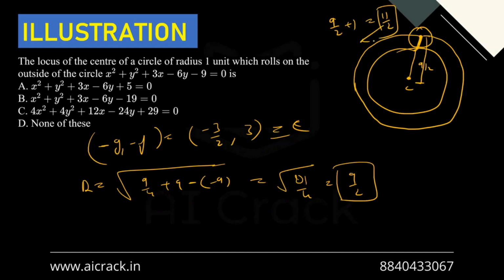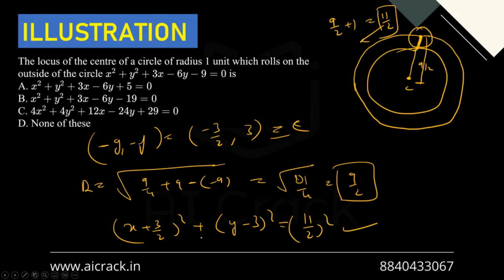So we have got the radius, we have got the center, we can find the equation. So that would give me x plus 3 by 2 whole square plus y minus 3 whole square equals 11 by 2 whole square. With this, you can find the answer.